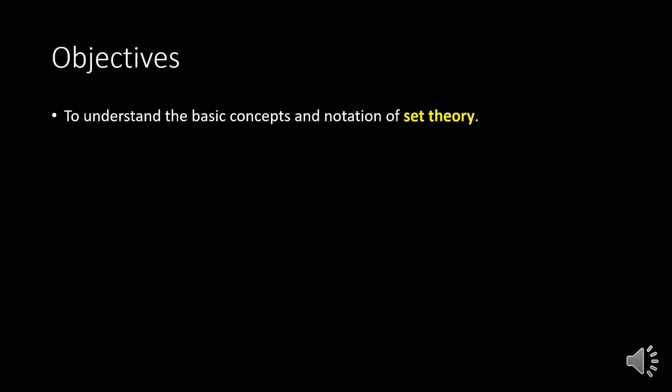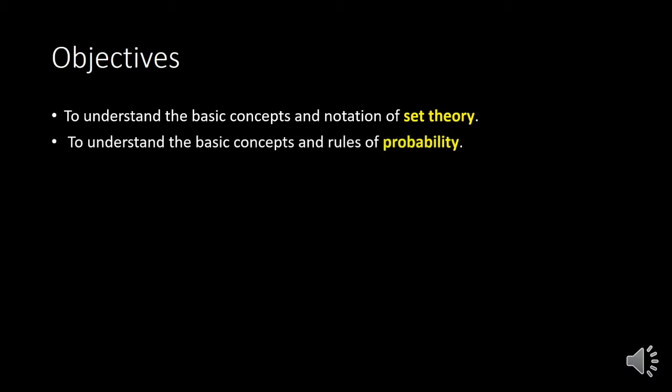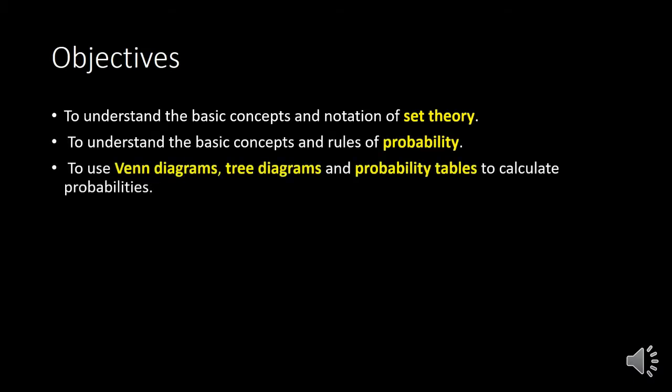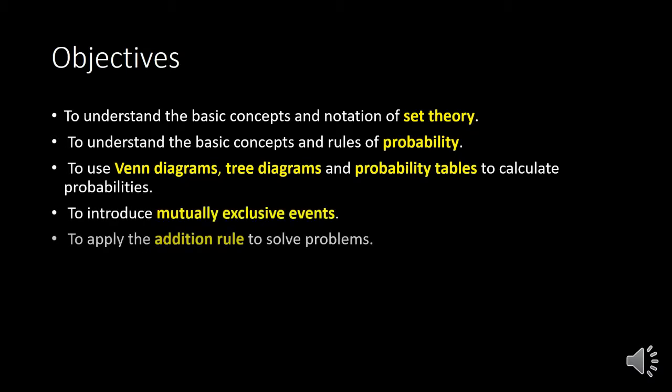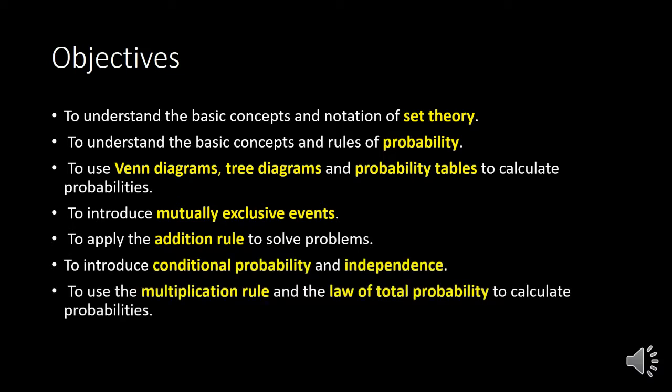Let's just look at our unit objectives again. We have looked at some set theory, our rules of probability. Last lesson we looked at tree diagrams and some probability tables. We're going to come back to some more probability tables, but today we're looking at Venn diagrams, in particular mutually exclusive events, and using the addition rule to solve problems.